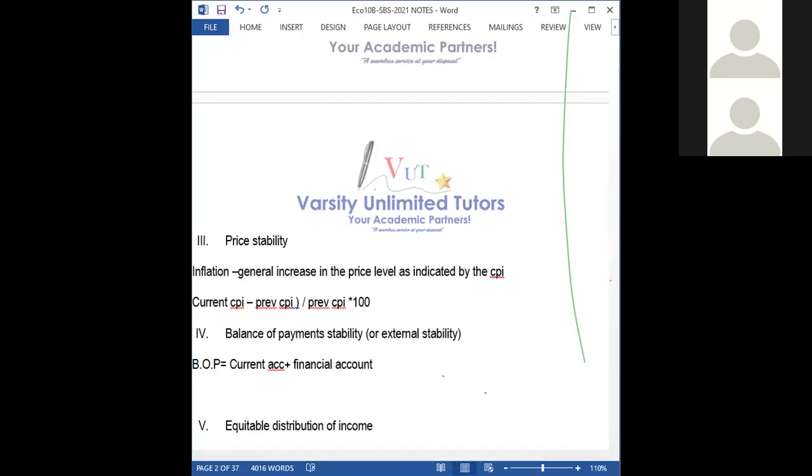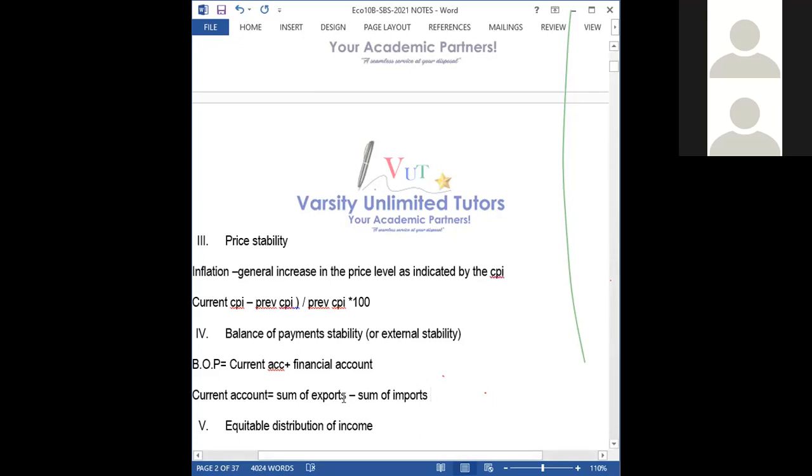All right, so I'm just going to briefly talk about what constitutes the current account and what constitutes the financial account. So the current account is basically a measure between the imported goods and services and exported goods and services. So basically the current account is given as the sum of exports minus the sum of imports.